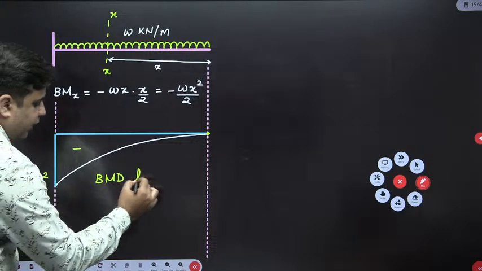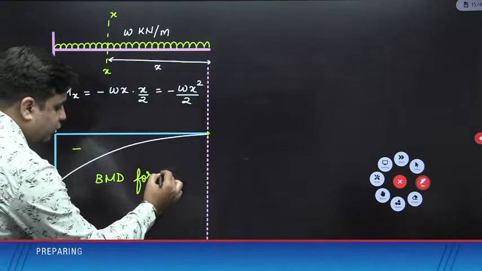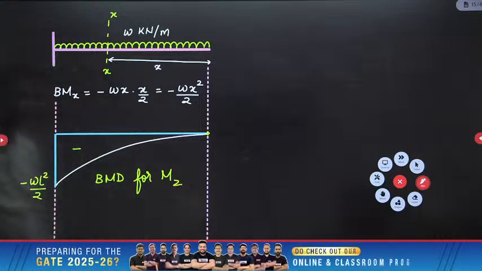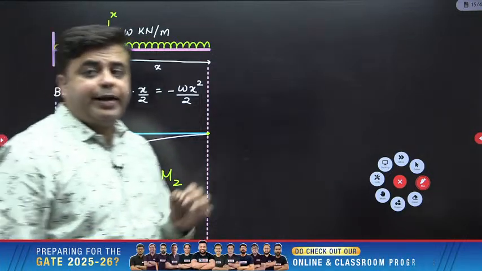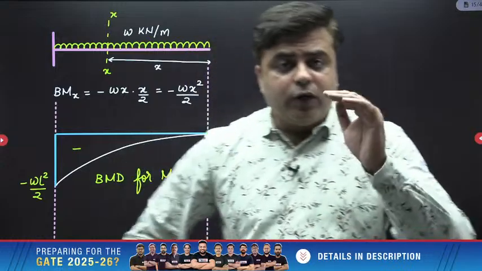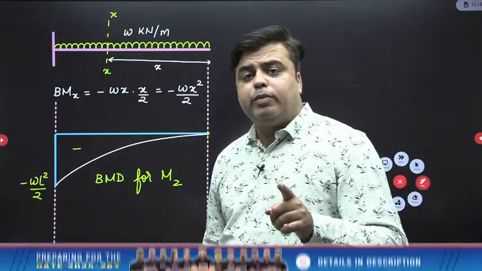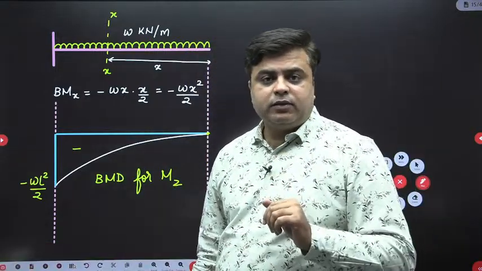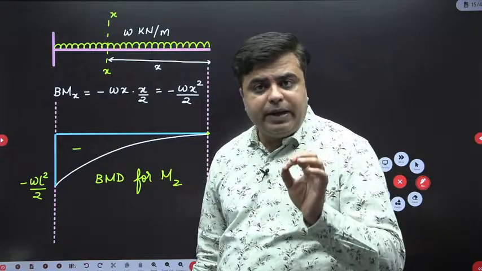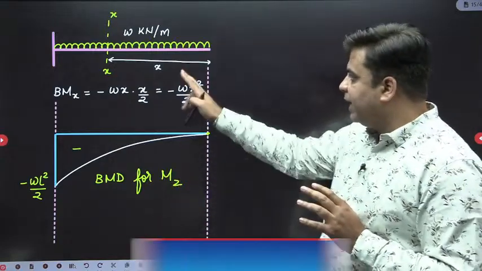For which moment? It is for MZ. This is your bending moment diagram for MZ. The reason is, vertical loading will cause moment about the Z axis, and this moment will be a bending moment.